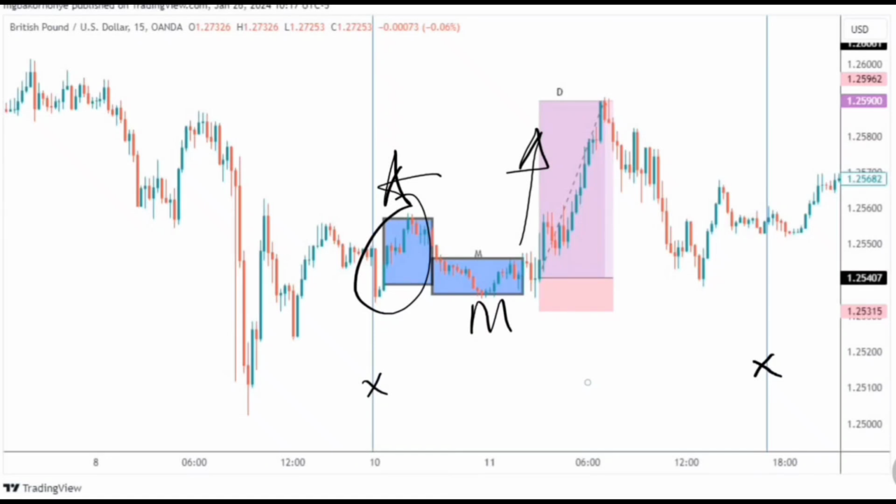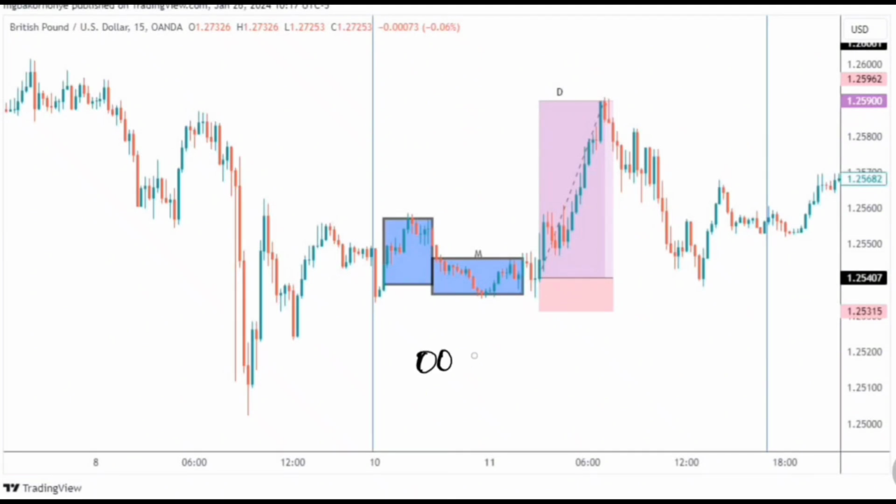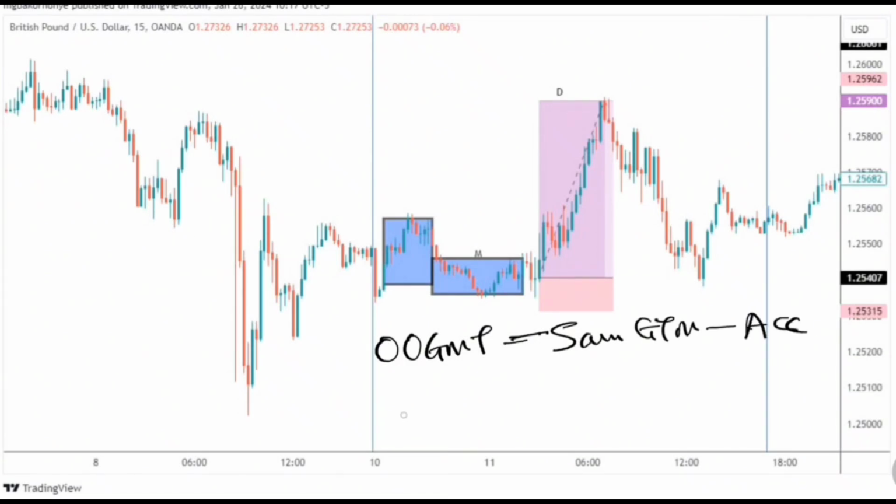Now let me just write it down for you. Let's have it well. From 00 GMT to around 5 a.m. GMT, you're looking at around the accumulation phase. Now from around 6 or 8 a.m. to maybe 12 p.m. GMT, you're looking at having the manipulation phase.